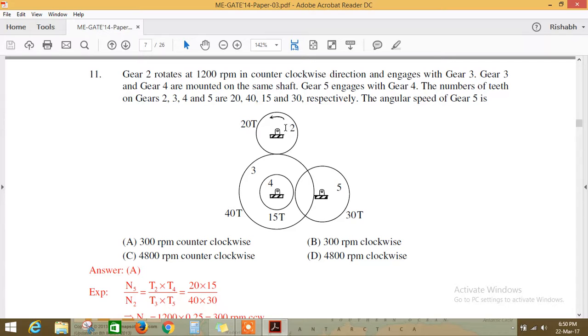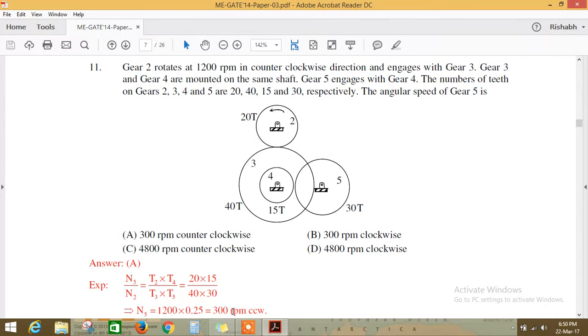If you want to write the gear ratio between gear 2 and gear 5, so you can write N5 by N2 is equals to T2 into T4 divided by T3 into T5. Okay, so after substituting the value of the number of teeth, you will easily get 300 rpm.